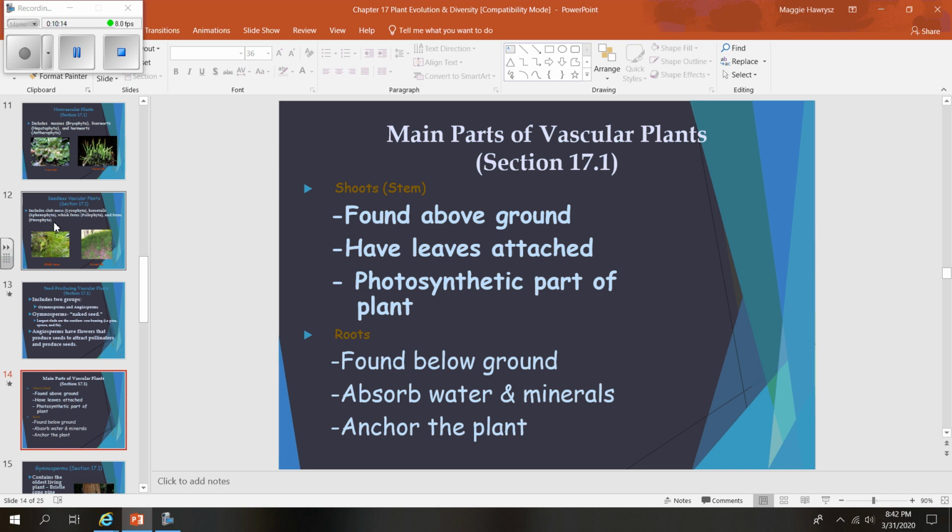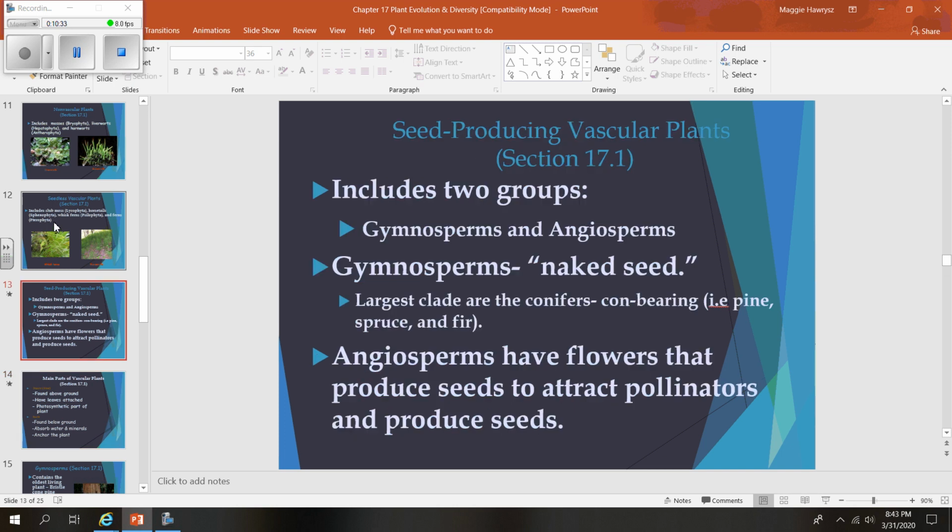And then your roots are found below the ground, but they're going to spread out to anchor the plant in the ground. They're going to absorb water and minerals through the roots and then transport those water and minerals up to the top of the plant to allow the plant to grow. They provide a good support system in the soil to anchor that plant.